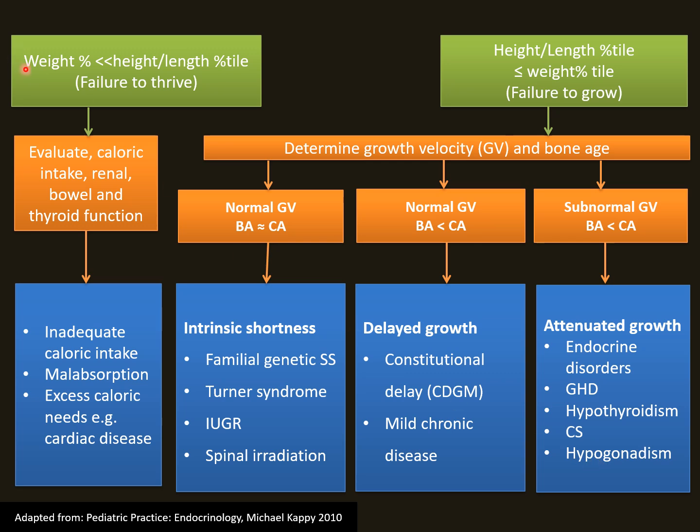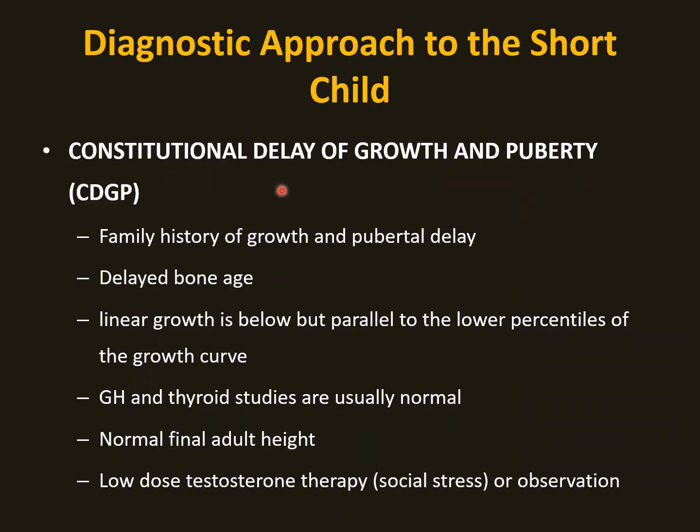On the other hand, if you are dealing with a child whose weight is affected more than the height, this is a failure to thrive. So evaluate caloric intake, renal, bowel, and thyroid function. Examples of that: inadequate caloric intake, malabsorption, for example cystic fibrosis, excess caloric needs, for example a child with cardiac disease.